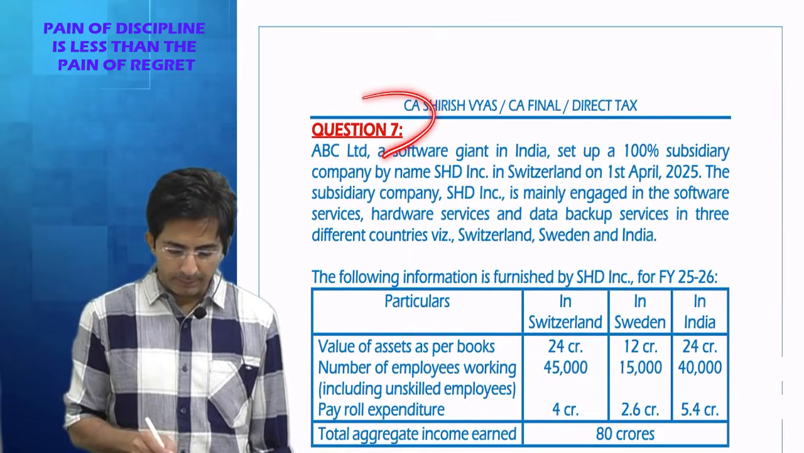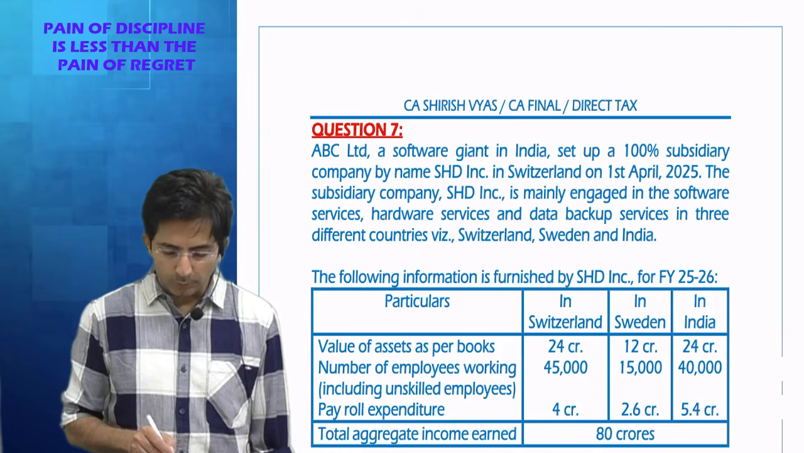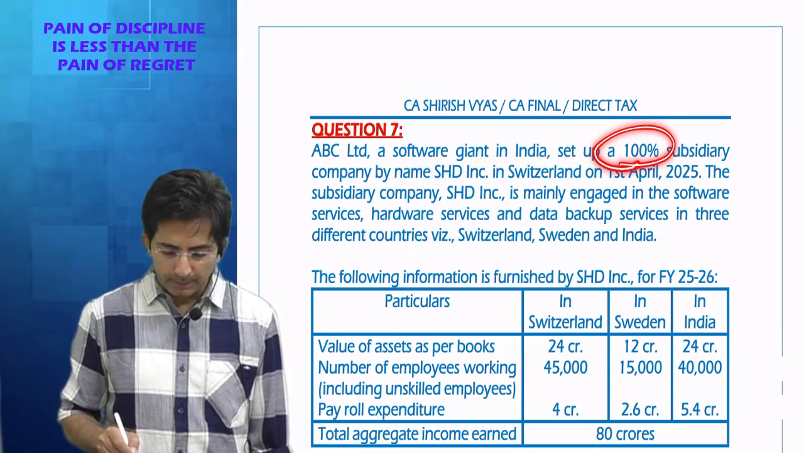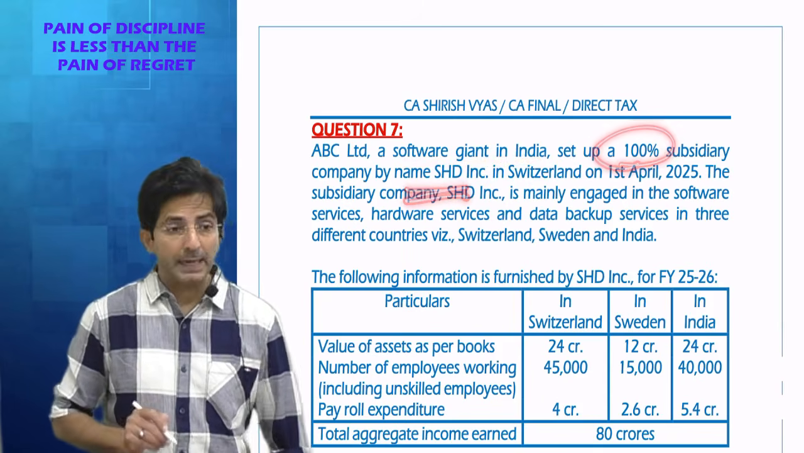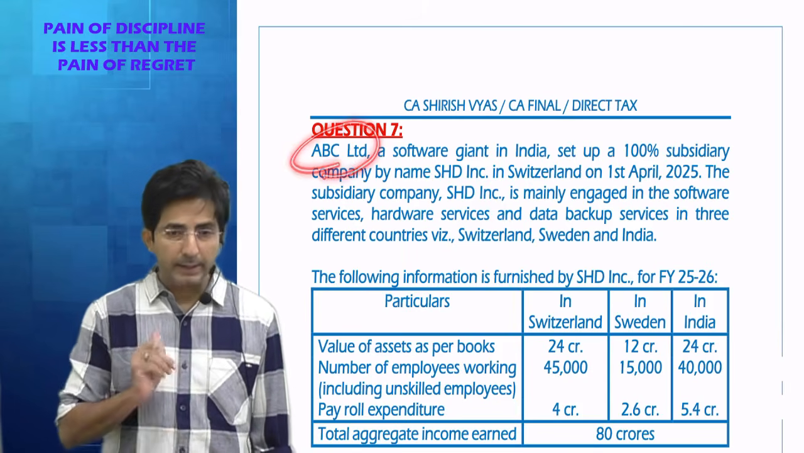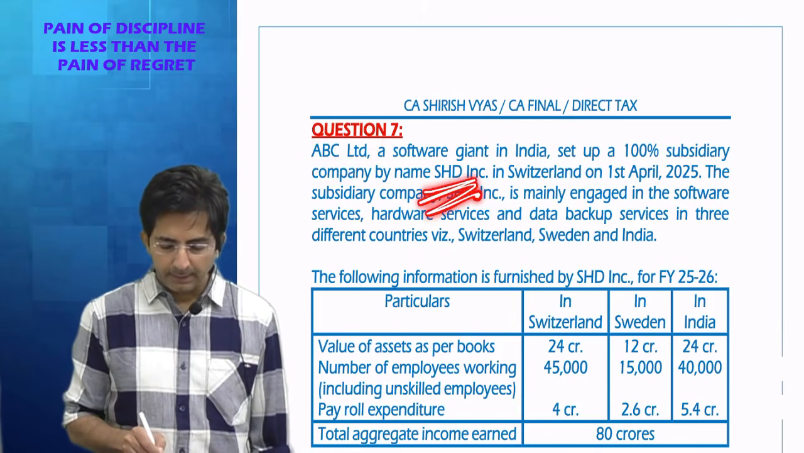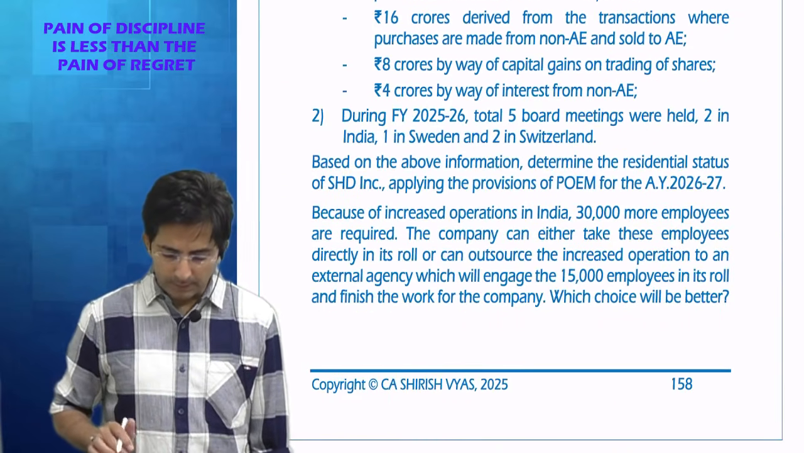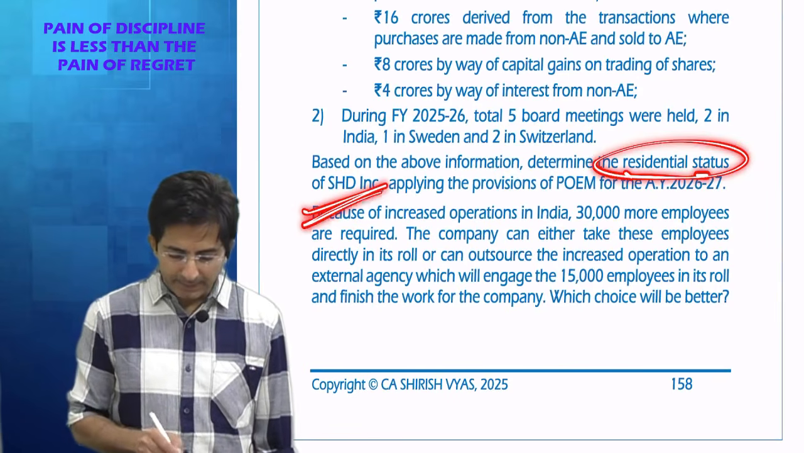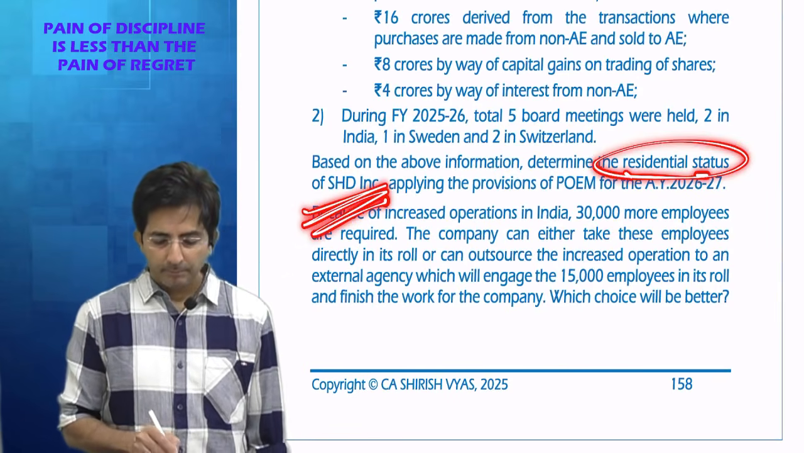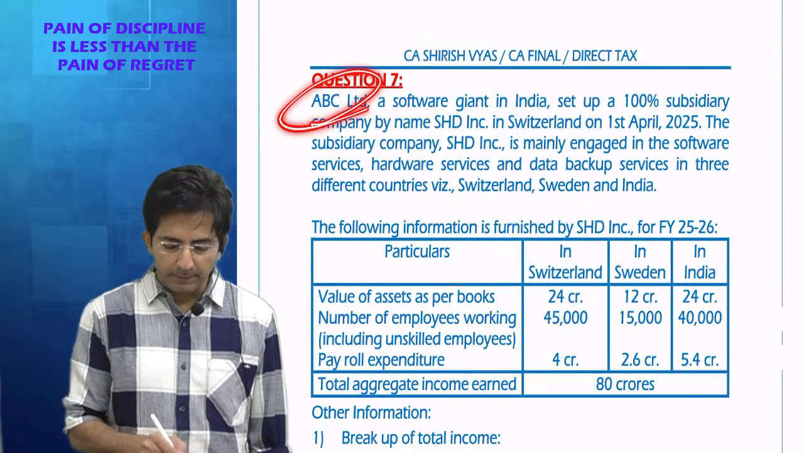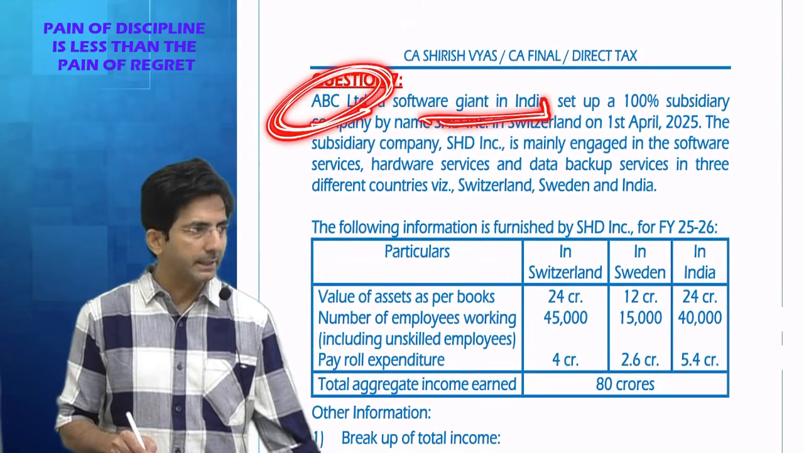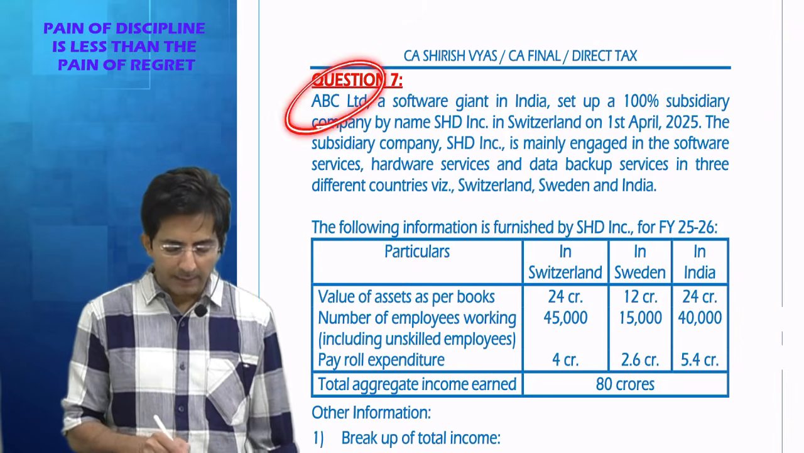See, in question 7, what is given? ABC Limited, a software giant in India, set up a 100% subsidiary by the name SHD in Switzerland. The ABC is of India, but SHD is incorporated in Switzerland. And the question is testing what? Residence status of SHD. Because for ABC Limited, we don't have to figure out the residence status. Once you are an Indian company, you are always resident. And anyway, they are not even asking for ABC Limited.